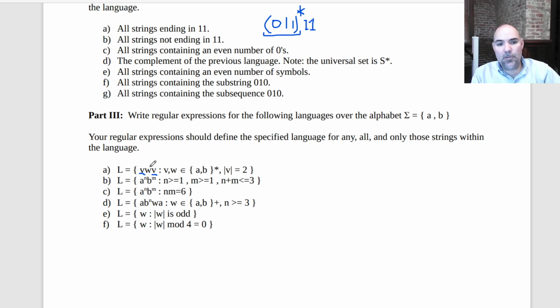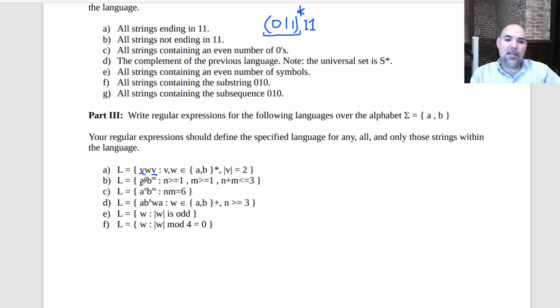Now what can come between them? Well, W is just 0 or more A's and B's. So this is saying I have 2 symbols at the front that match the 2 symbols at the back, and between them are 0 or more A's and B's. So you have to figure out how to do that. Now let's look at the second one.